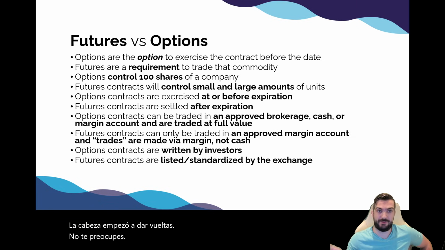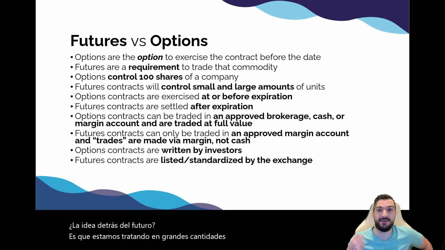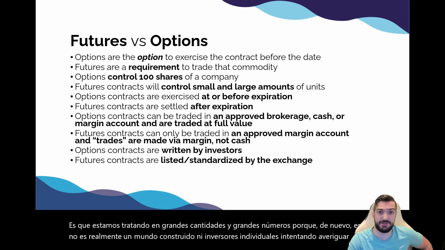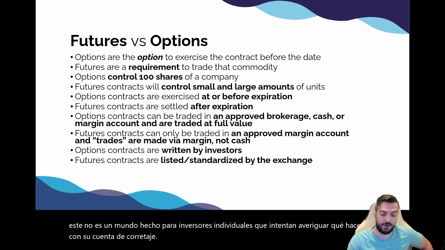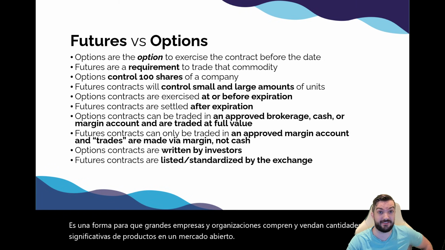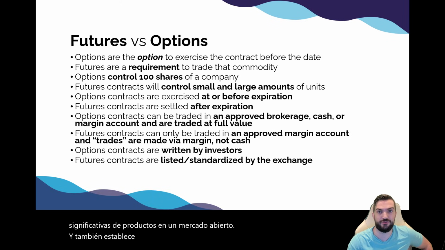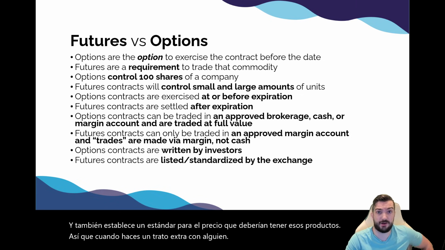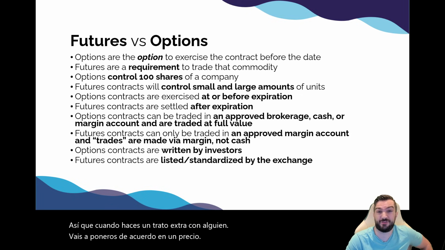The idea behind futures is that we're dealing in big quantities and big numbers. Because again, this is not really a world built for individual investors trying to figure out what to do with their brokerage account. It is a way for large companies and organizations to buy and sell significant amounts of product on an open marketplace. And it also sets a standard for what the price of those goods should be. So when you're making a side deal with somebody, you're going to agree on some price. What price do you start with?